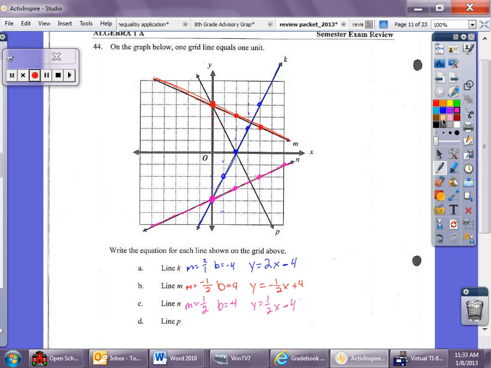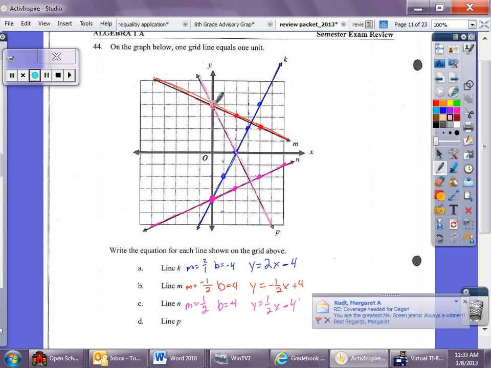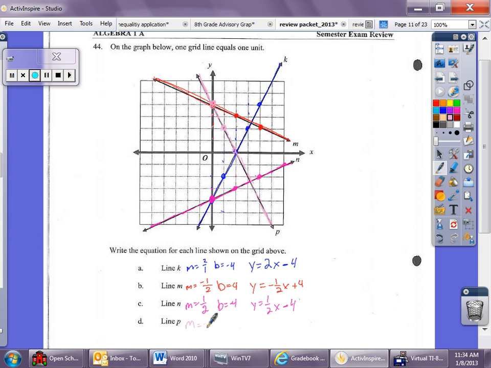And then the last one, line P. Line P is this line going down. So it has a y-intercept of 4: 1, 2, 3, 4. And this one goes down 2, right 1, down 2, right 1. So it has a slope of -2 over 1, and a y-intercept of 4. Y equals -2x plus 4. So that's how we write our equations for each of these lines.